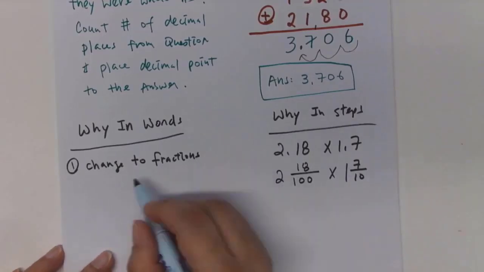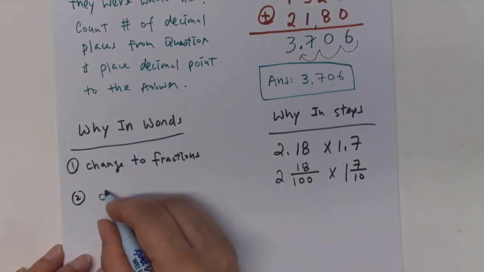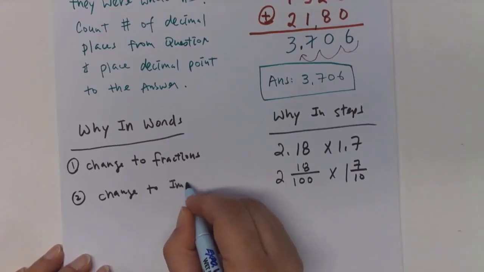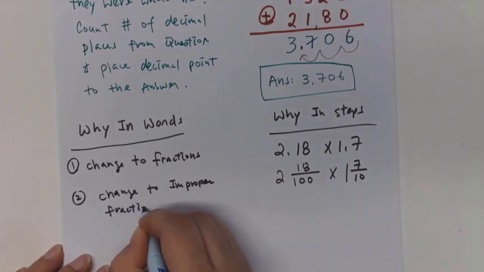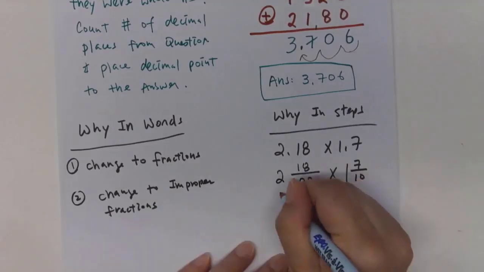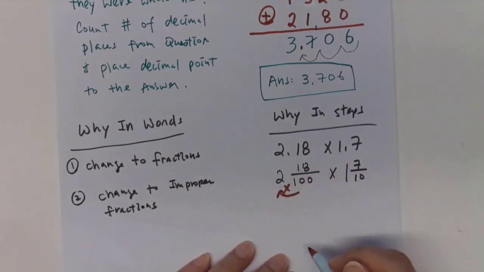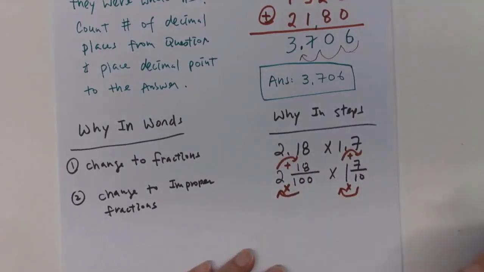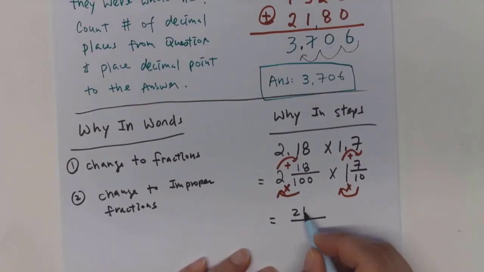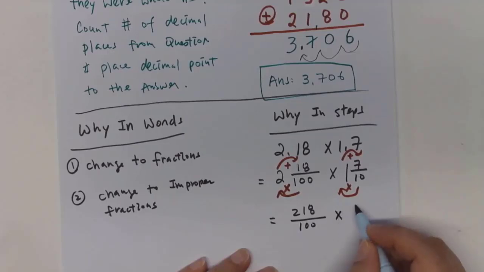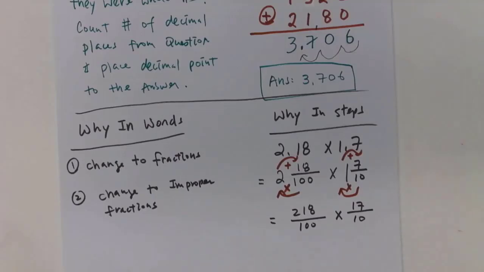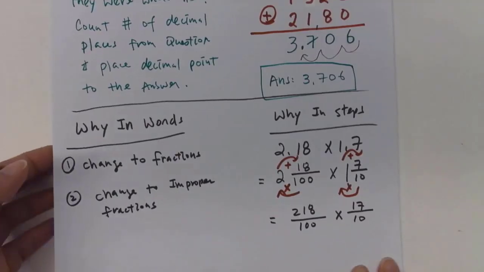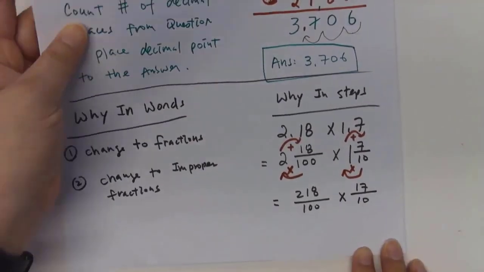So after we change it to fractions, then we change them to improper fractions. How do we change them to improper fractions? Multiply the denominator to the whole number and add the numerator. So now we have 218 over 100 times 17 over 10. Some people like to get the same denominator. For this particular one, you don't really have to. I mean, if you want to, that's fine.